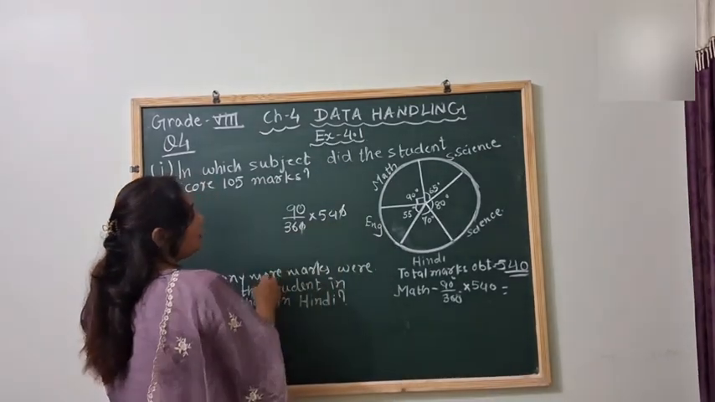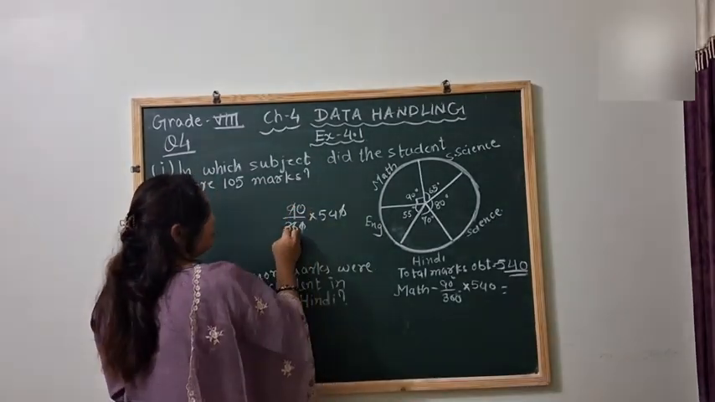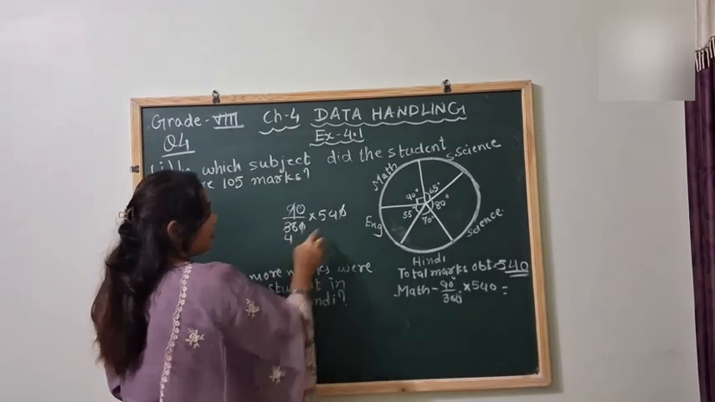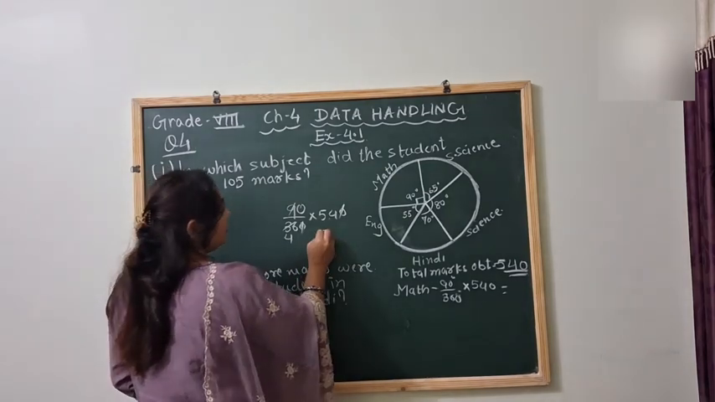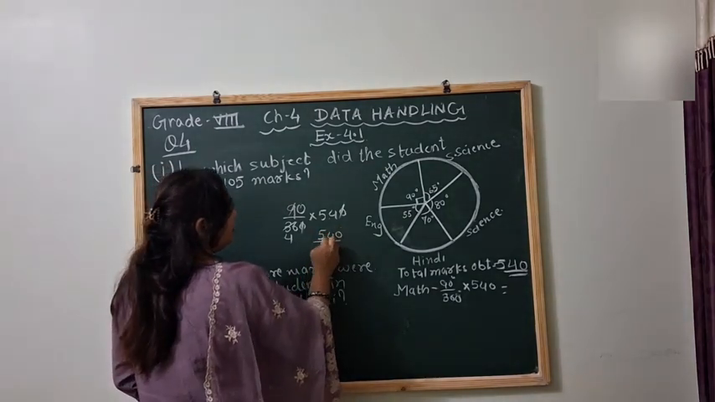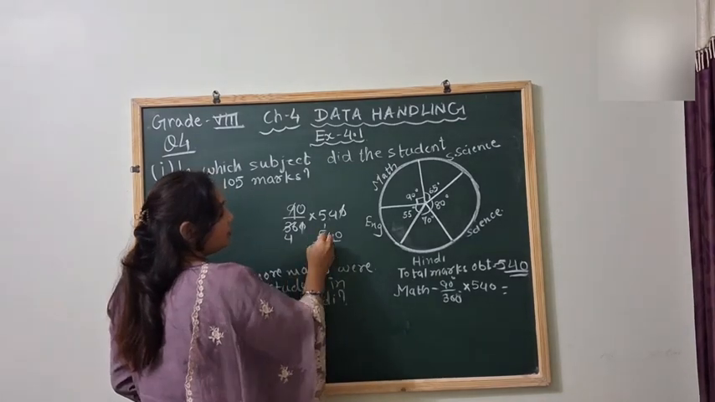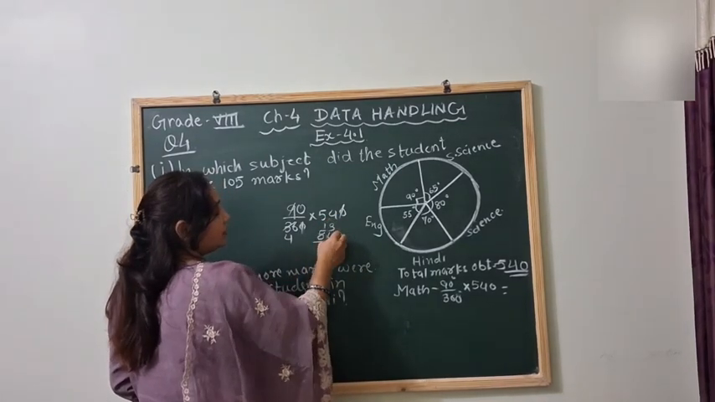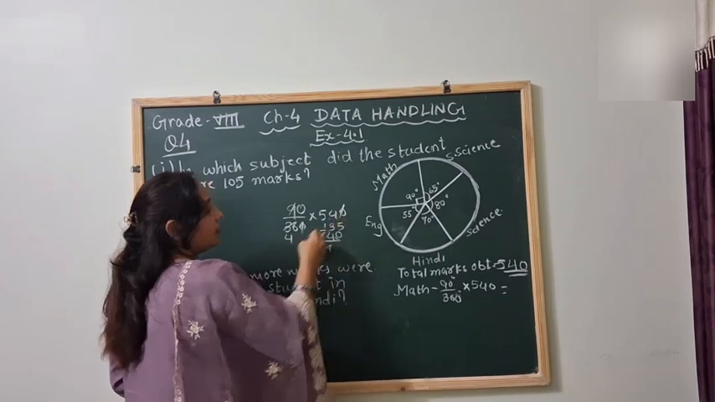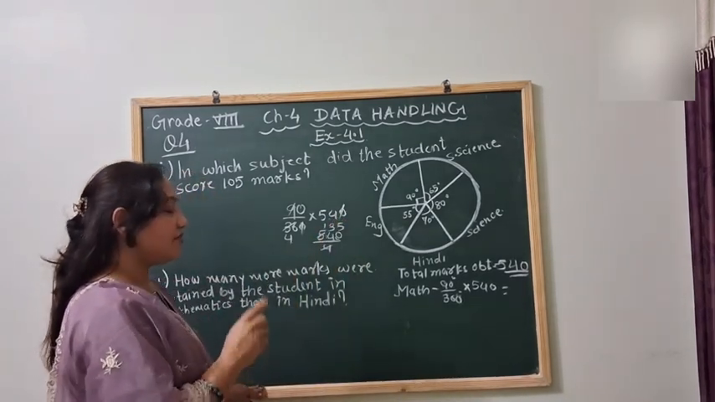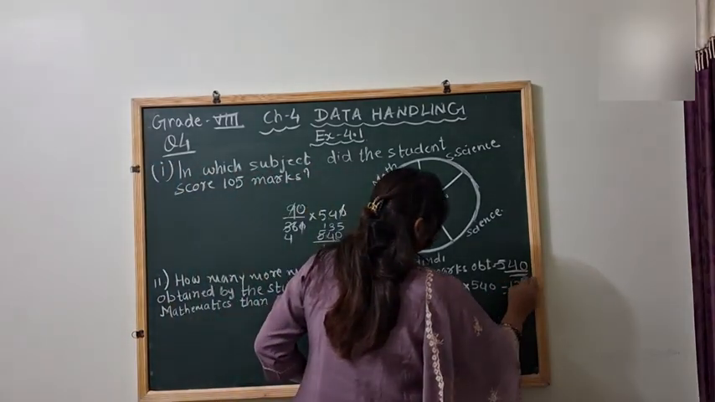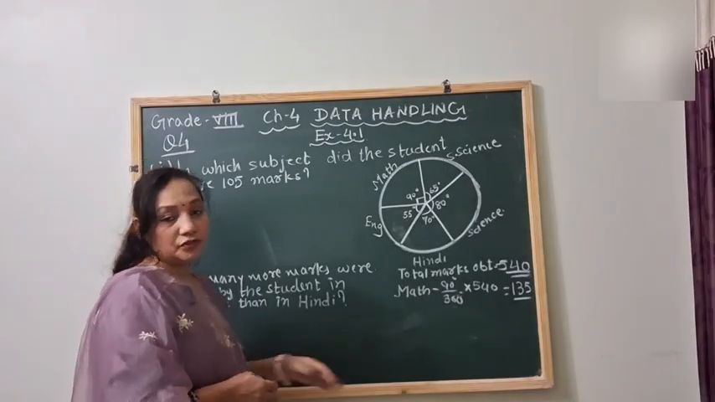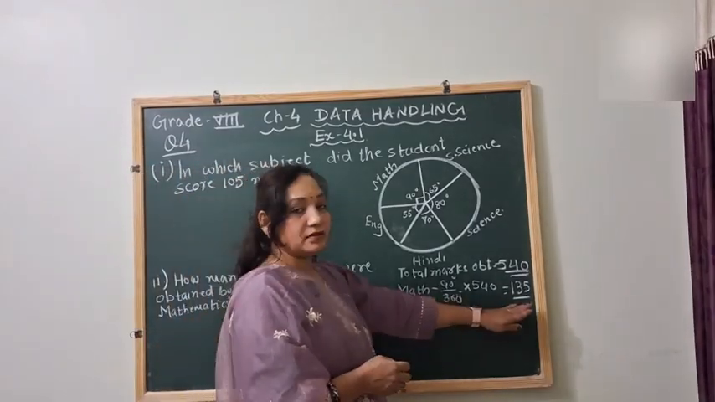So 0 0 gone. 9 4s are 36. 540 divided by 4. 4 1s are 4. 1 carried forward. 4 3s are 12. 13, 14, 2. 4 5s are 20. So 135 marks. In maths, how many marks did he score? 135 marks in maths. Okay, students, so in maths he has scored 135.